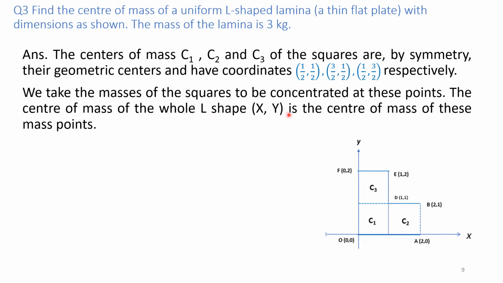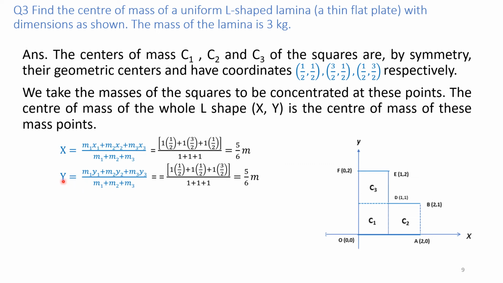We take the masses of the squares to be concentrated at these points. The center of mass of the whole shape, capital X, capital Y, is the center of mass of these mass points. Therefore, we can calculate X using the previous formula: M1 X1 plus M2 X2 plus M3 X3 divided by M1 plus M2 plus M3. The mass is 1 kg each, because there are three parts, so each part is 1 kg. So 1 into 1/2 plus 1 into 3/2 plus 1 into 1/2 divided by 1 plus 1 plus 1, which is equal to 5/6 meters.